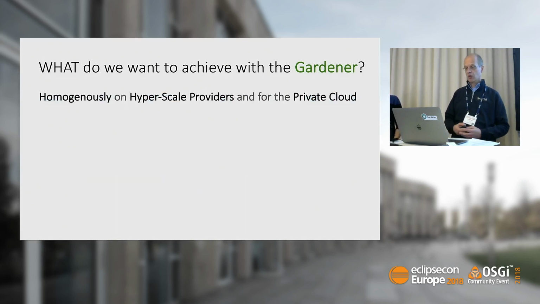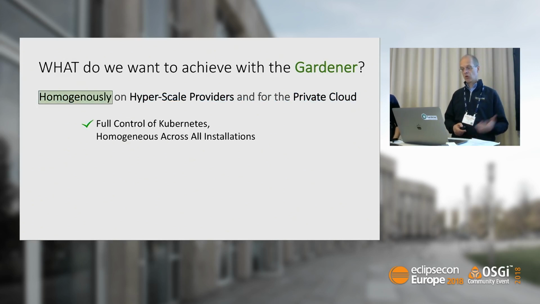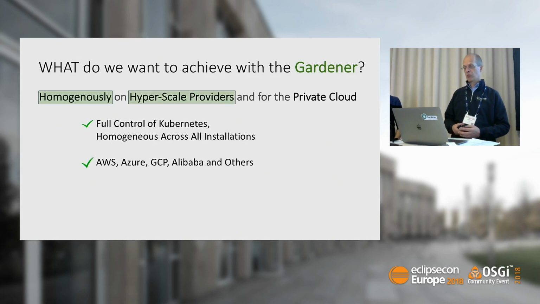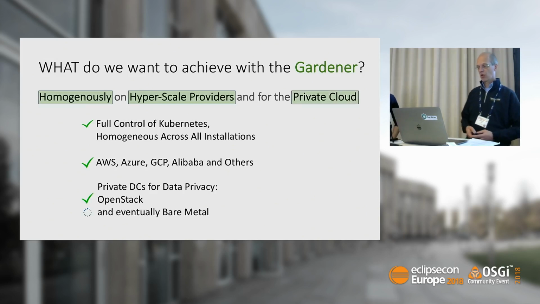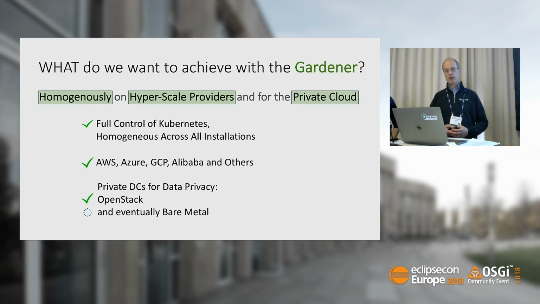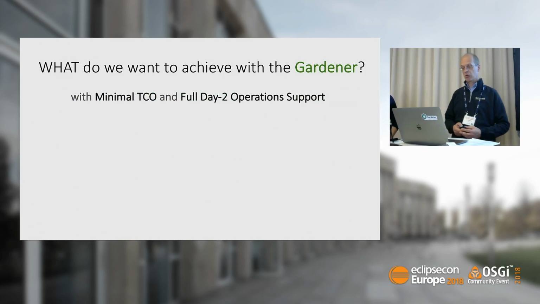We want to do this homogeneously on the different providers and also in the private cloud. So we want to provide full control of Kubernetes to our users, be it SAP applications or customers using the clusters, and this should behave homogeneously across the installations, across the infrastructures. So currently we support AWS, Azure, GCP, AliCloud, and OpenStack, which is our current solution for the private data center, and eventually we will also implement bare metal support.